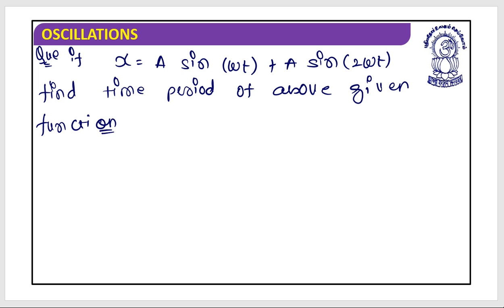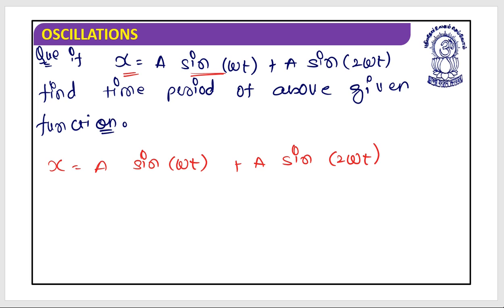We need to find out the time period of the above given function. How will we do this? Let's first understand that this is the combination of two functions. The first is a sin ωt, and the second function is a sin 2ωt. So this is basically a summation, or technically we should say, the superposition of two functions.